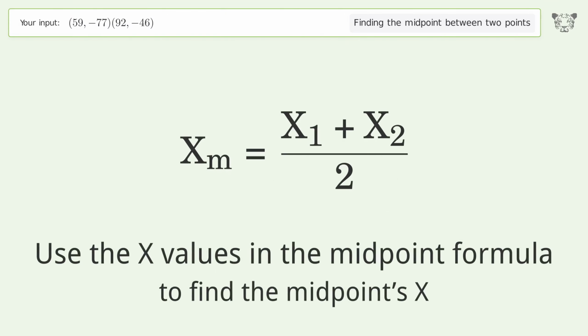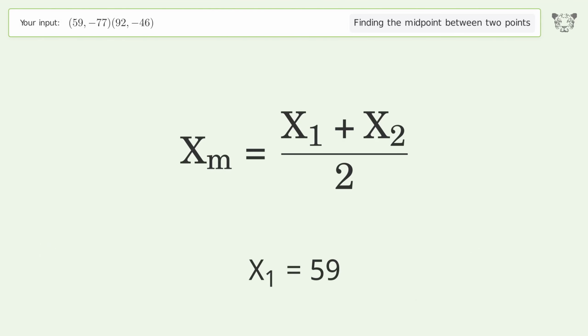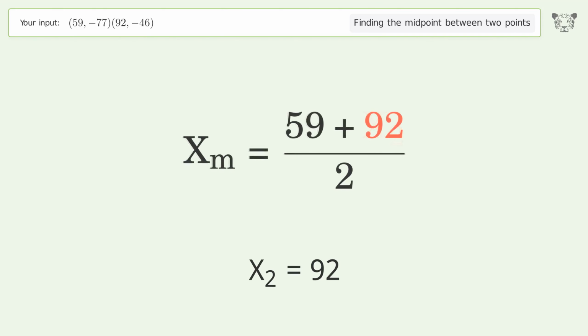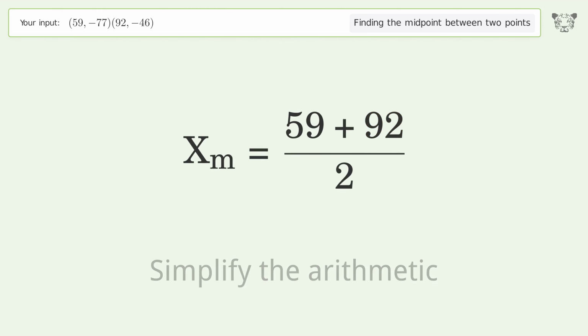Use the x values in the midpoint formula to find the midpoint's x. x1 equals 59. x2 equals 92. Simplify the arithmetic.